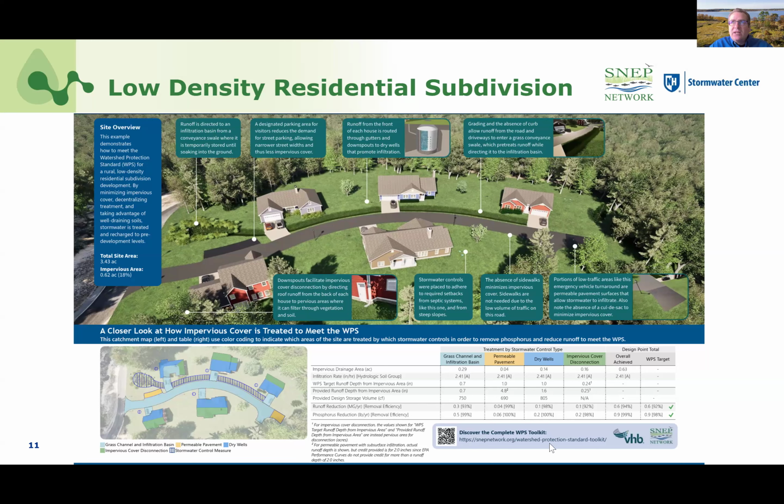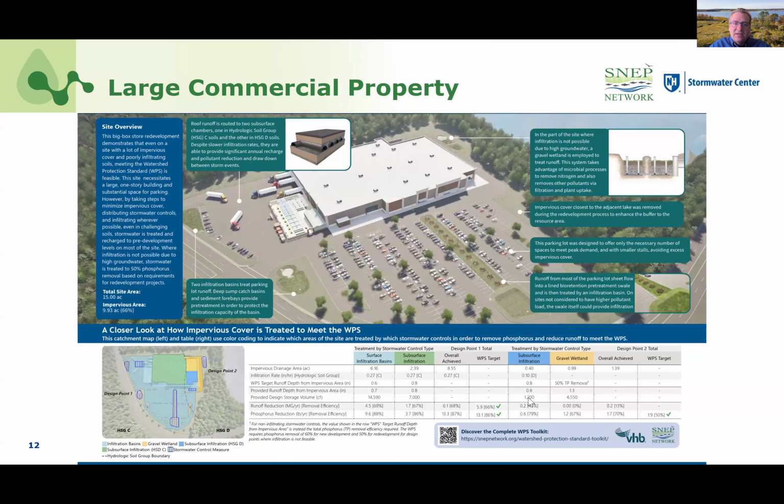Then you have this really informational graphic that tells you the stormwater controls implemented and how they meet the watershed protection standard. Here we have good soils. We have A soils with an infiltration rate of 2.41. And so we're really easily able to meet the watershed protection standard with these distributed controls. This will give you a breakdown about how the different areas meet the standards. That's for low density residential subdivisions.